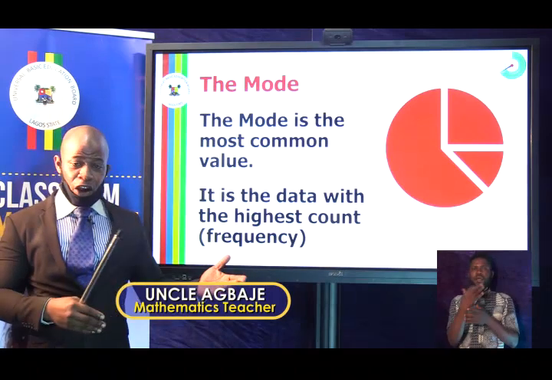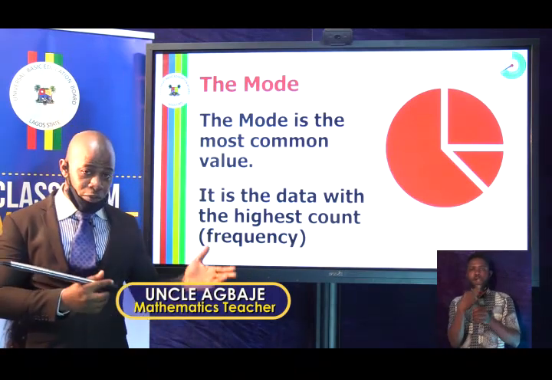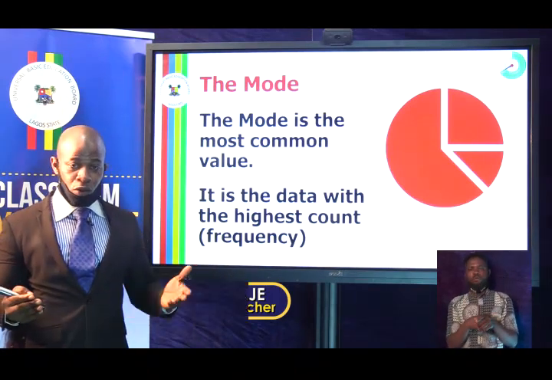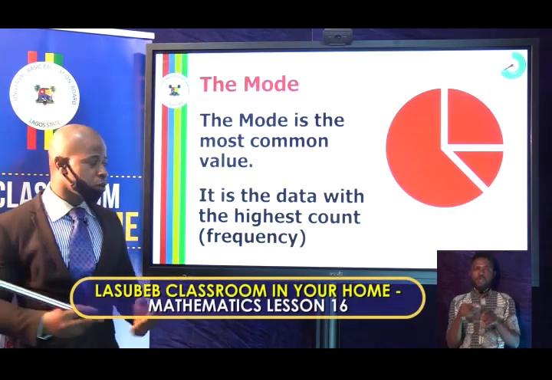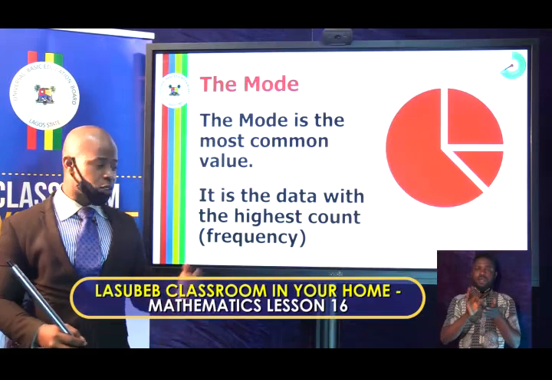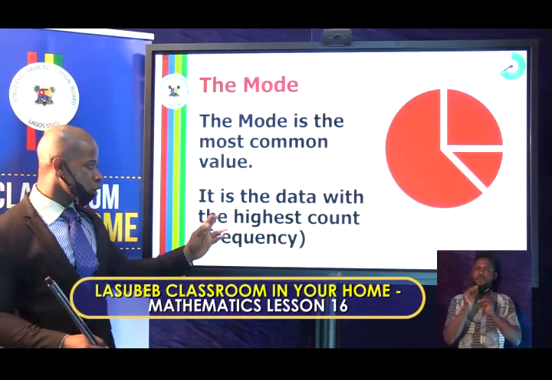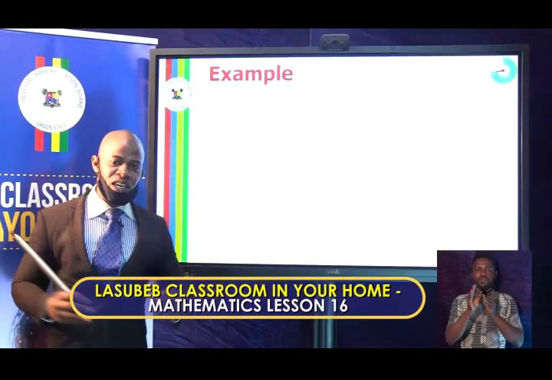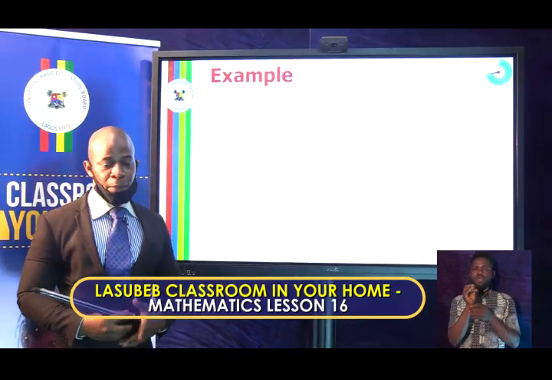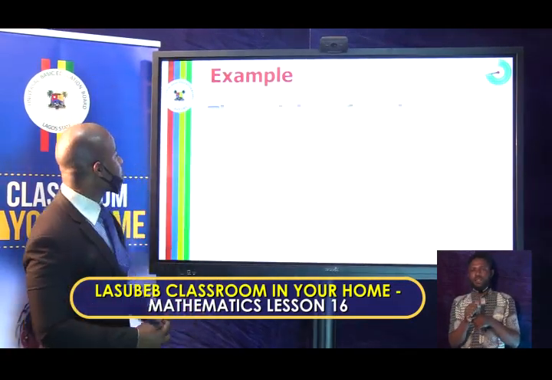Remember that bag of balls that we saw? Now we had green balls, quite a number of them, yellow balls, red balls, and blue balls. So now the one with the highest count is the one we call the mode. Remember that the count is also called the frequency. Now let's just see how this is applicable in practice.